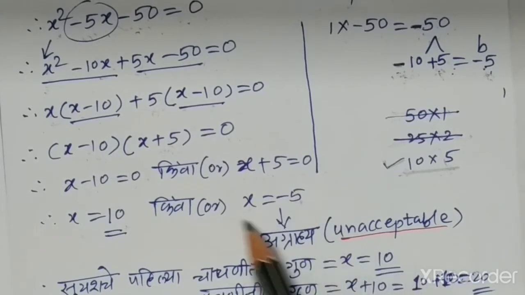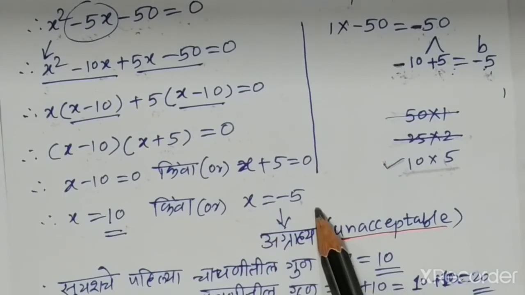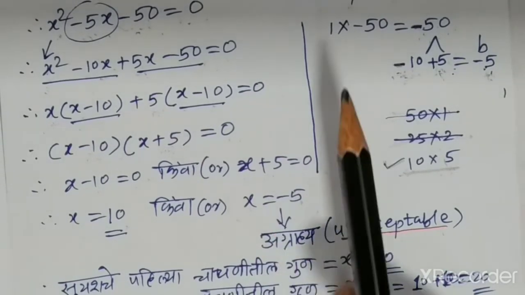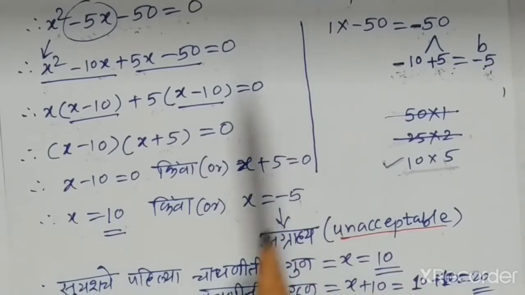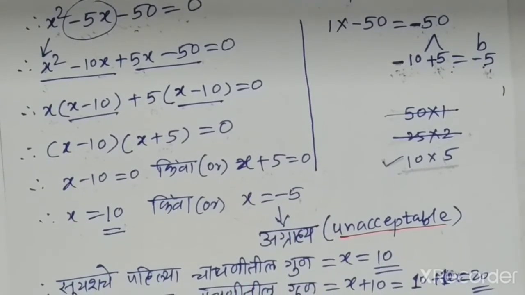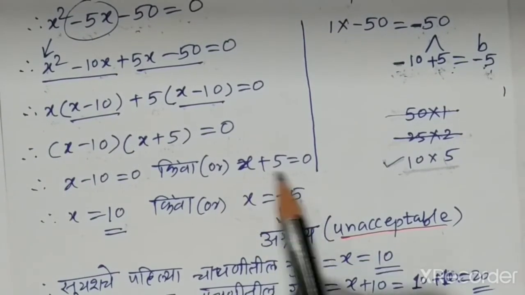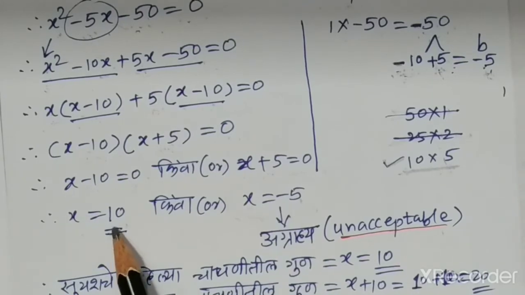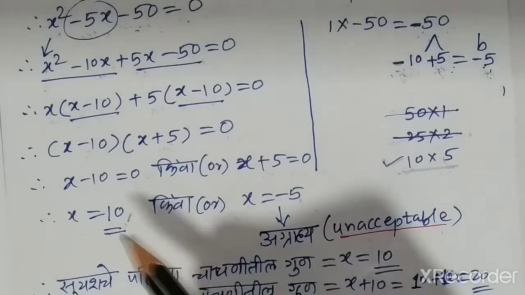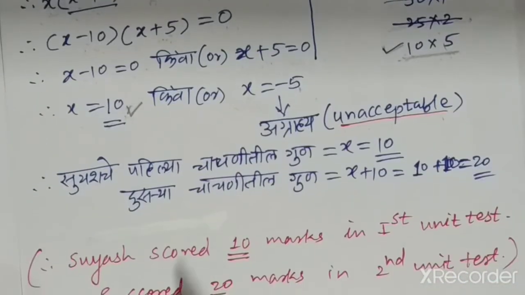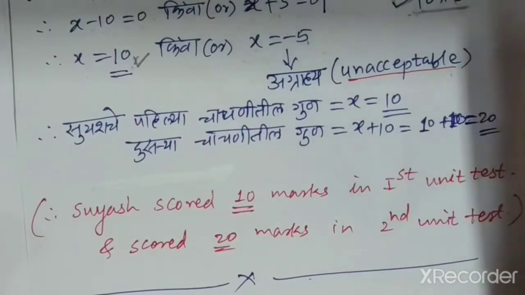But x is equal to minus 5 is not accepted, means unacceptable, because here x is the marks scored by Suyash and we know that marks are never negative. So this value is unacceptable. The correct value is x is equal to 10. So this value we have selected. Now write the answers at the last.